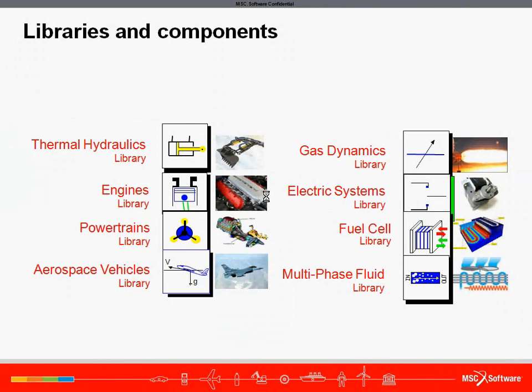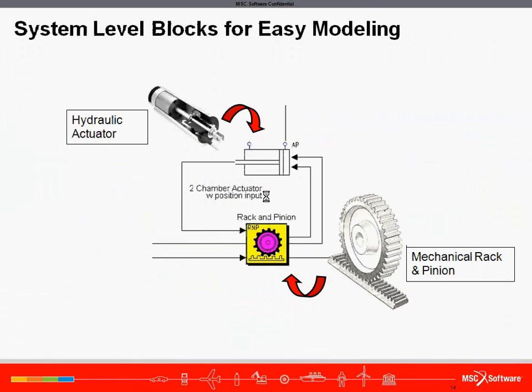With these libraries, you are at an advantage in that you can quickly put together schematic models of those specific types of systems by building at the system level with pre-built components. For example, if your system contains a hydraulic actuator and a rack and pinion, the physics of those are modeled with their corresponding components from the EZ5 libraries.